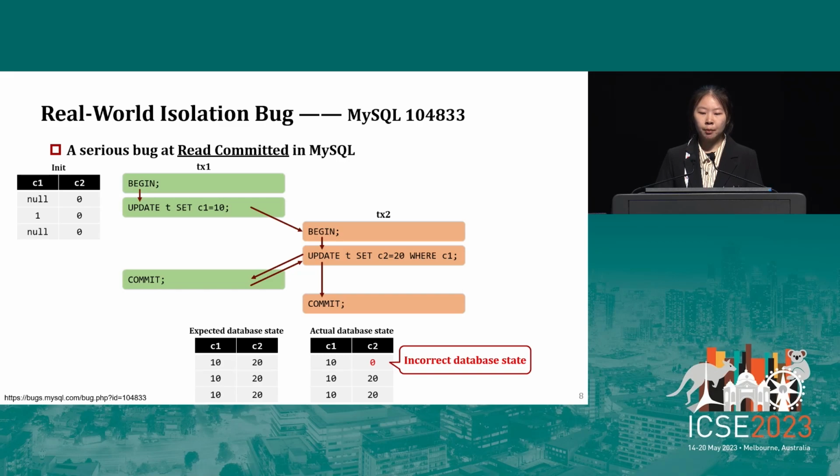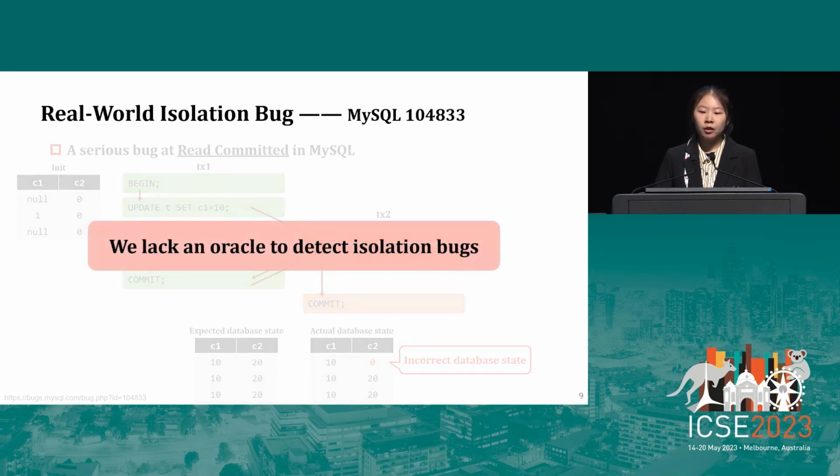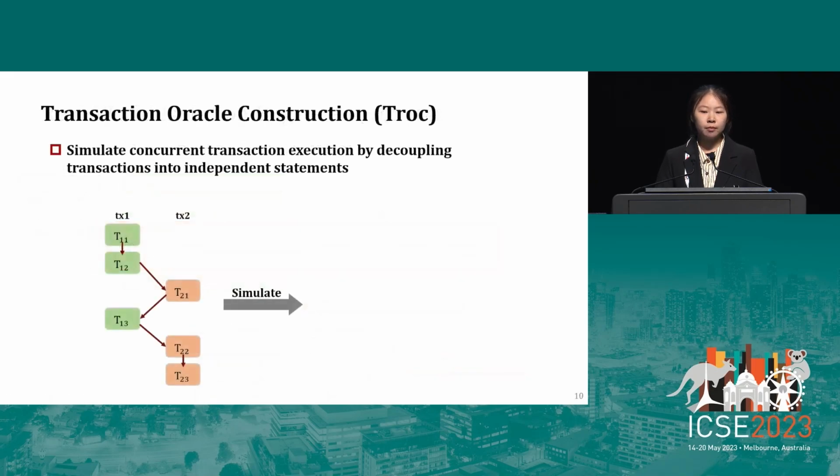Since transaction 2 updates the table after transaction 1 commits, we expect to obtain a database state shown in the left table, so this bug causes incorrect database state. Revealing such isolation bugs is challenging, so we lack an oracle to judge whether the result of the actual transaction execution is correct.